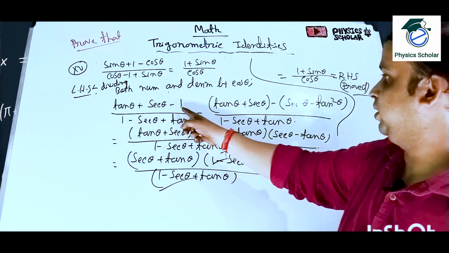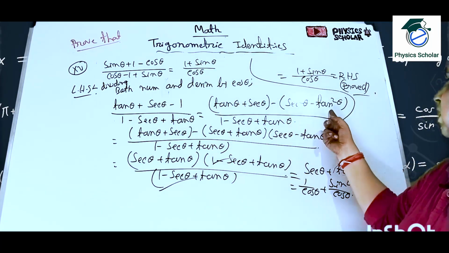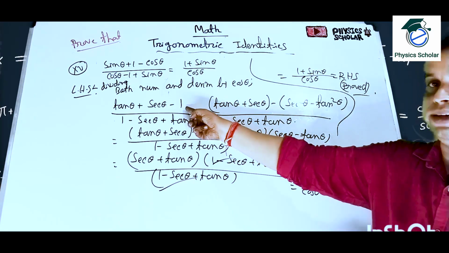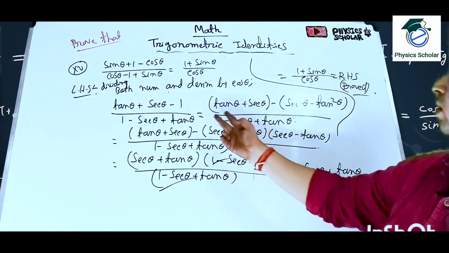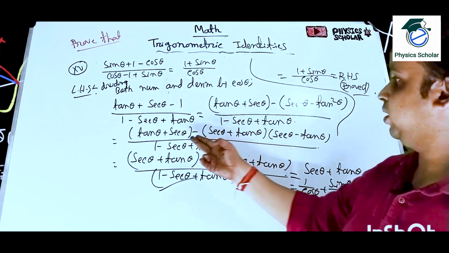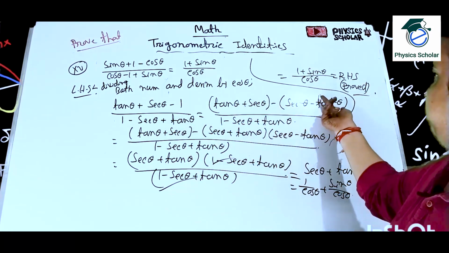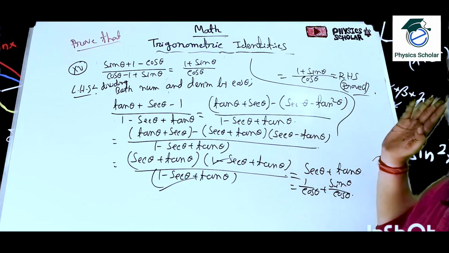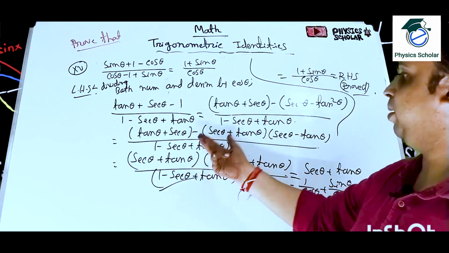Tan theta plus sec theta minus 1 means what? Sec square theta minus tan square theta means 1. Clear? And whatever is the denominator, we are writing like that only. Now here sec theta plus tan theta minus 1 is a square minus b square, so a plus b into a minus b. Whatever is there, I am writing here only.